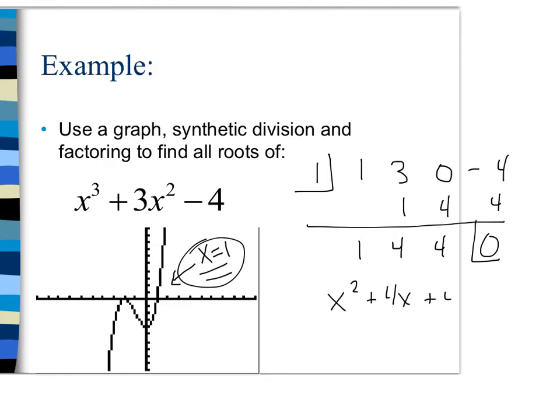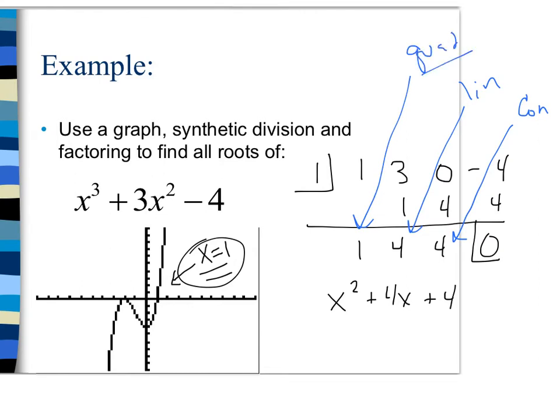a quadratic. And so this guy right here is our constant. This guy is our linear term, and this is our quadratic term. I'm pulling a linear function out of a cubic function, so what's left over is a quadratic. And so now I'm going to factor this. What two numbers multiply to 4, but add to 4? That would be 2 and 2. So my other zeros are -2 and -2.